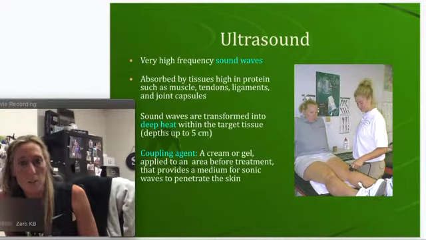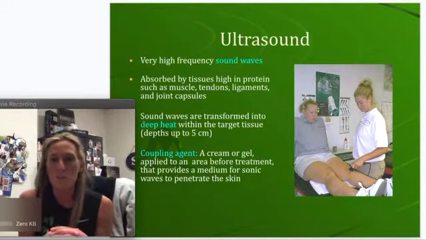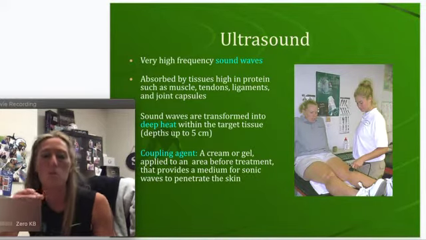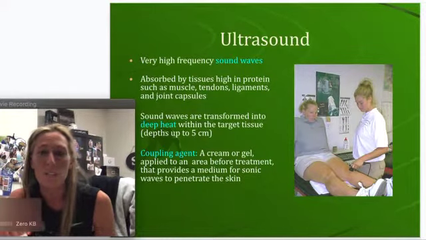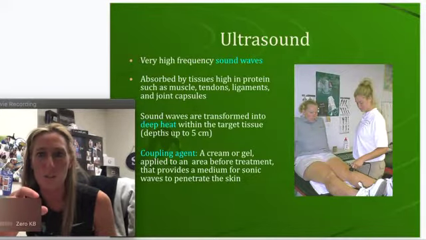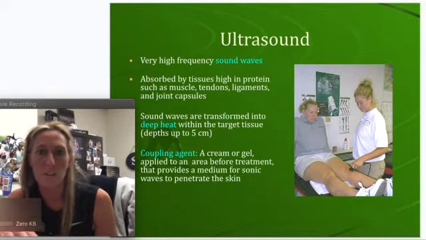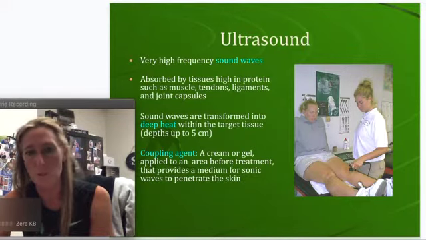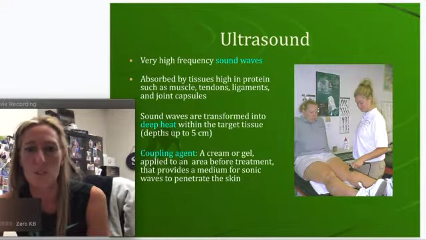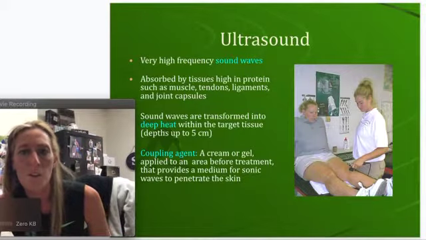There must be a coupling agent, so the ultrasound gel has to be used with the ultrasound, or you could burn your athlete. Also, the ultrasound has to continuously be moving, and you can only do a fairly small area depending on the size of the head of the ultrasound. But it's not going to be for a huge area. You're not just going to be going all over the quadricep up and down. It would be kind of a general smaller area.